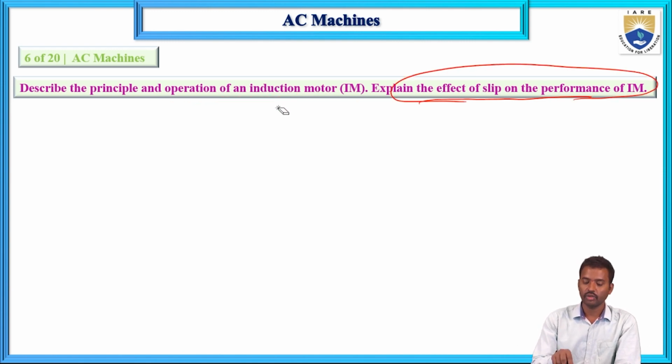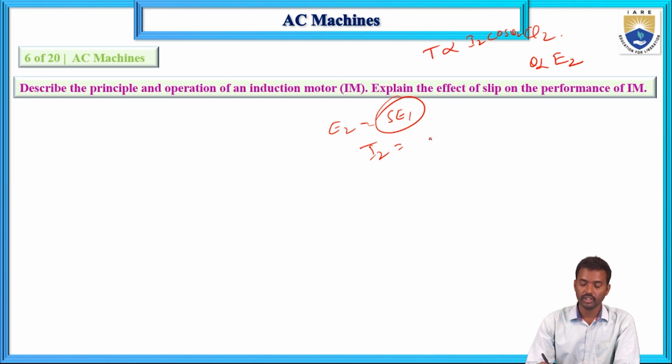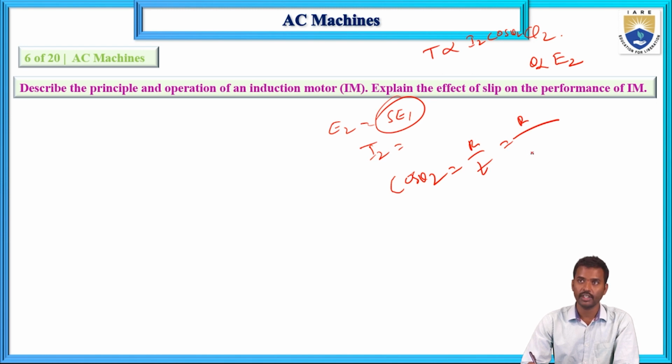So now here, T is directly proportional to I2 cos φ2, and φ is directly proportional to E2. Now E2 equals S into E1, and I2 equals that formula. So it depends on the slip only, the rotor induced EMF. And cos φ2 equals R by Z, which equals R2 divided by the square root of R2 square plus (S X2) whole square. It depends on the reactance. Why?